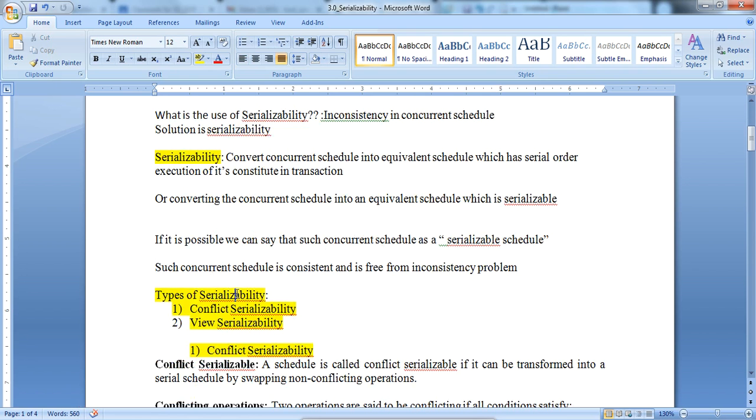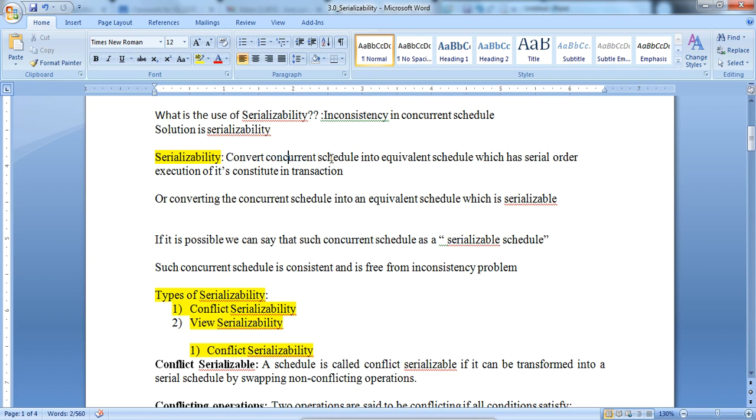Now, the types of serializability: there are two types, conflict serializability and view serializability. What is serializability? We convert the concurrent schedule into an equivalent schedule which is serializable. Why do we want to convert the concurrent schedule into a serializable schedule? Because a serializable schedule maintains the consistency of the database. That's why we need to convert it.